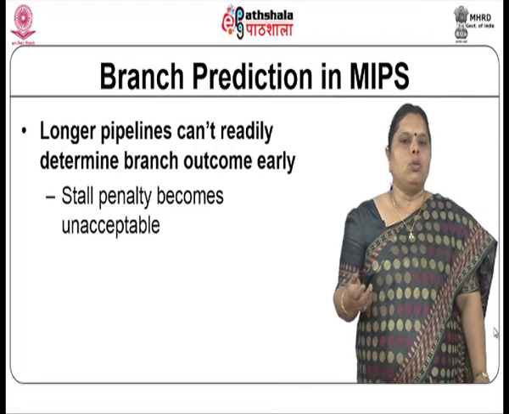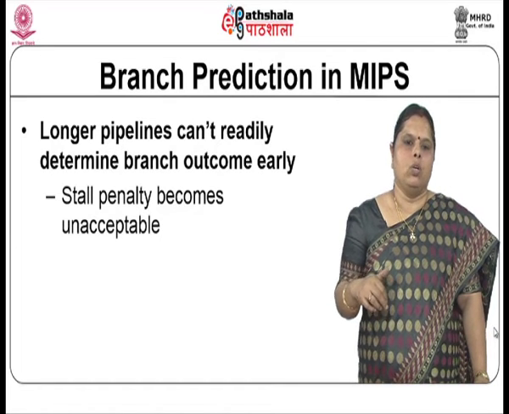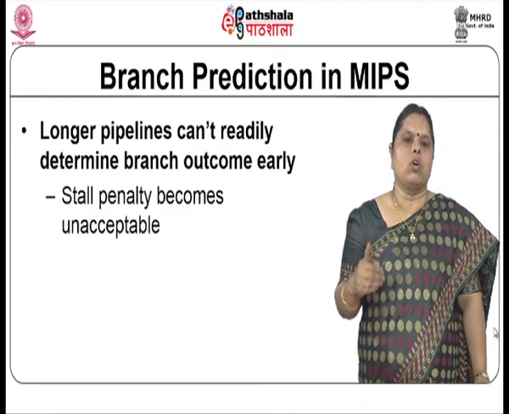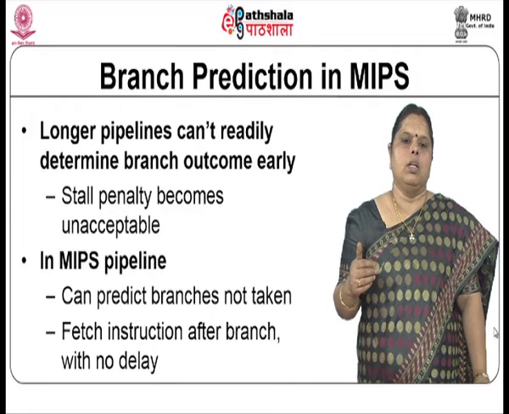But you can't afford to do this in a longer pipeline. In a longer pipeline, you can't readily determine the branch outcome earlier. Because of this, the stall penalty becomes very, very high, which is unacceptable. In the case of the MIPS pipeline, you can predict the branches are not taken and you fetch the instruction after the branch without any delay.